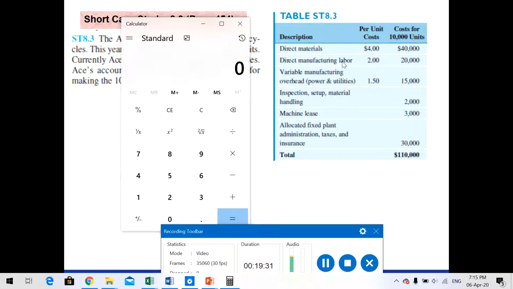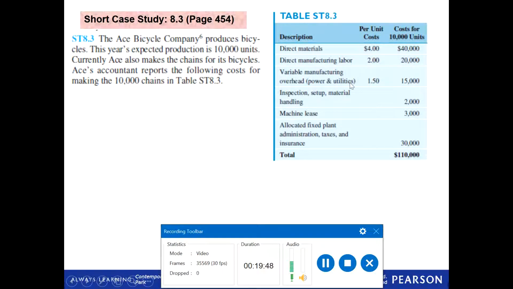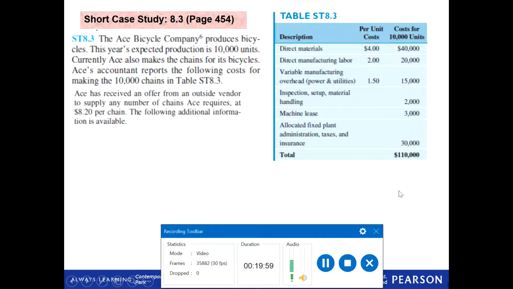Now if I look at here, what is the cost? 110,000, right? If I divide by 10,000, it is 11, right? Currently, if we produce those chains on our own, it's going to cost us 11 for one chain. Let's see what else we have in the question.